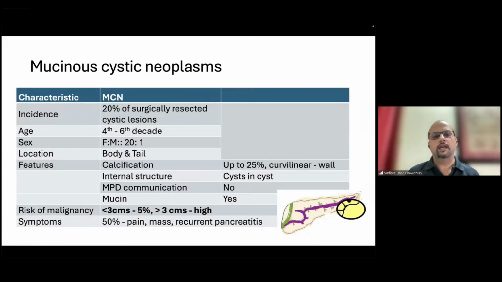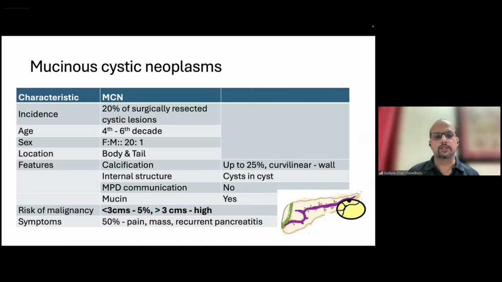Now, what about MCNs? MCNs include 20% of surgically resected cystic lesions. So they are pretty common, and they usually occur in the 4th to 6th decade of life. The MCNs predominantly contain ovarian stroma, and therefore these lesions are seen predominantly in females, with a female to male ratio of 20:1. They occur in the body and tail of the pancreas. Even in MCN, you can see calcification, but it is more towards the wall of the cyst, which is called a curvilinear calcification. Internal structure is like a cyst within a cyst. MPD communication is not there.